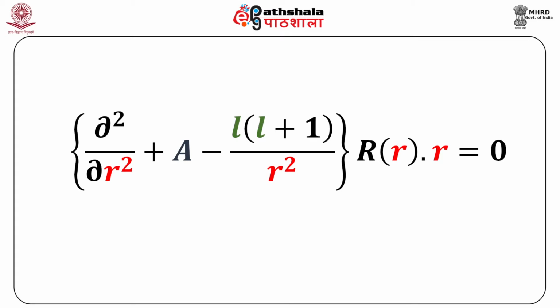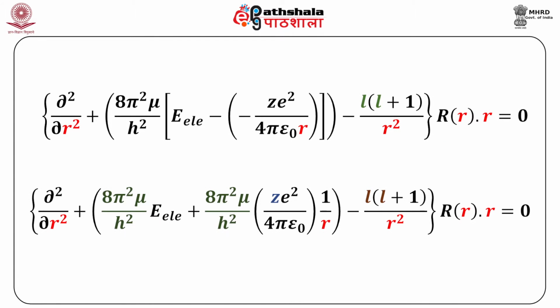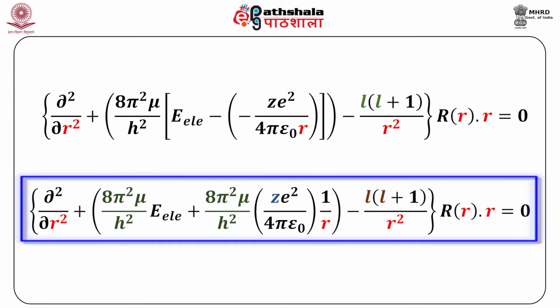You can see this equation is now del 2 by del r square plus A minus L into L plus 1 upon r square, parenthesis closed, r R equals 0. Now this is the equation which we have got. Now we substitute back the values of A, which we made in the earlier substitution, and after substituting the value of A, our equation becomes, as you can see here, and if we do some modification, our equation becomes del 2 by del r square plus 8 pi square mu upon h square E electronic plus 8 pi square mu upon h square, then in parenthesis we have Z e square upon 4 pi epsilon 0, parenthesis closed, 1 by r, parenthesis closed, minus L into L plus 1 upon r square, parenthesis closed, r R equals 0.